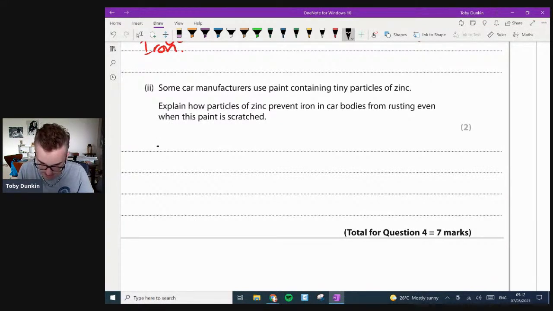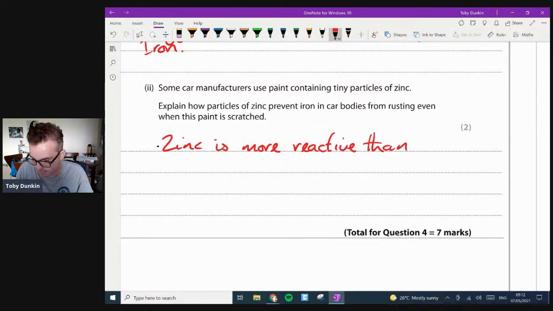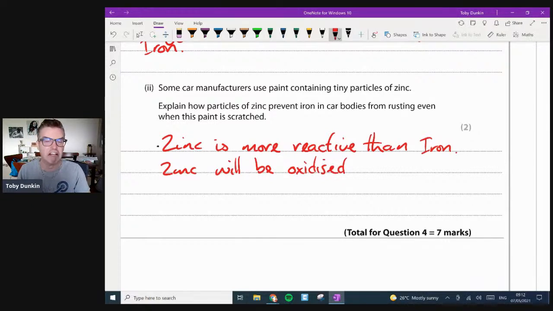And the first mark is going to be saying, I'll go back to red, zinc is more reactive than iron. The next thing is, so the zinc will be oxidized by the oxygen and water, will be oxidized preferentially. First, will be oxidized. I'll put preferentially. I can't spell preferentially.